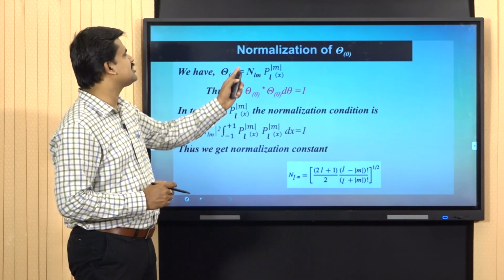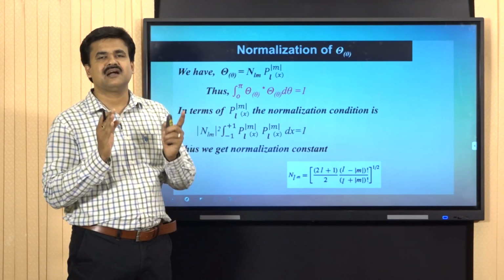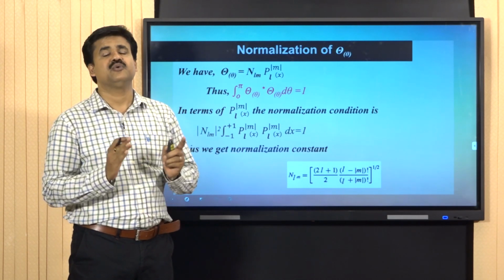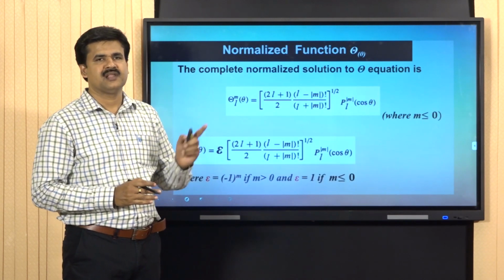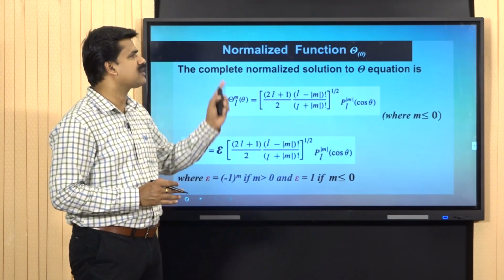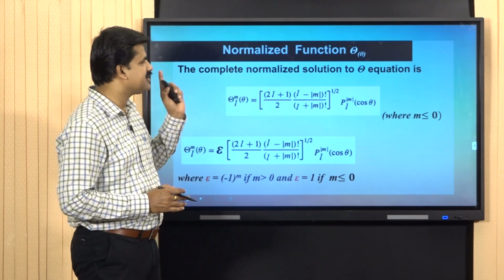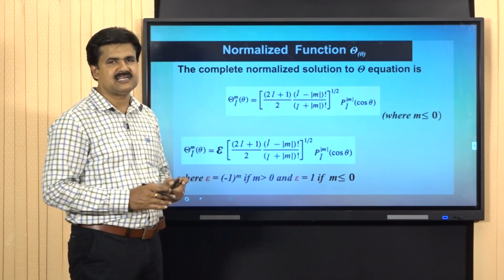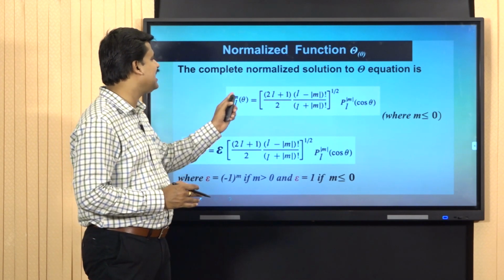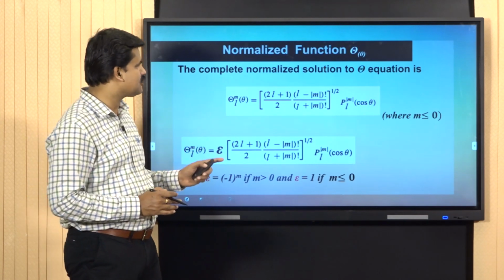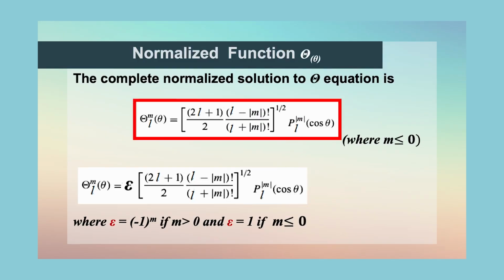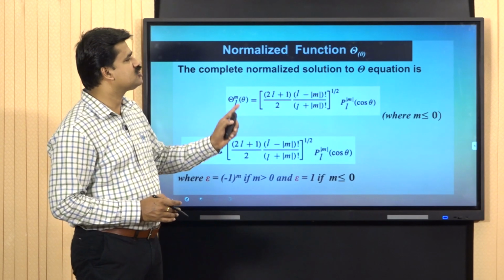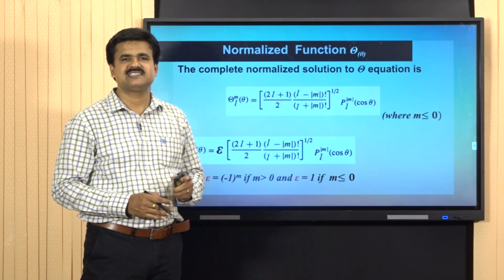By putting this normalization constant in this equation, we get the complete normalized wave function of the theta equation. The complete normalized solution, or complete normalized wave function, of the theta equation is Theta_LM(theta). Here it is also clear that the value of theta also depends on the numbers L and M. Theta_LM(theta) is equal to (2L + 1)(L - |m|)! divided by 2(L + |m|)!, the whole raised to 1/2, into P_L^|m|(cos theta), and it should be noted that this is for m less than 0.